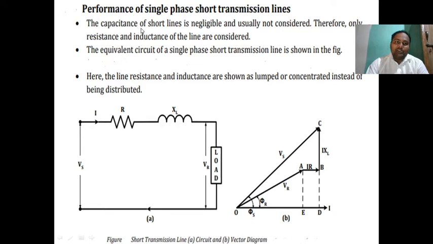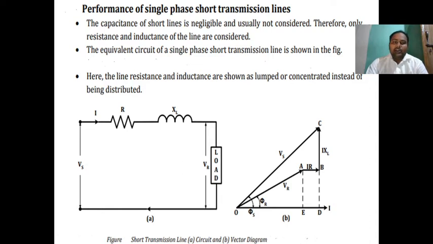The capacitance of short lines is negligible and usually not considered. Therefore, only the resistance and inductance of the lines are considered. The main point in a short transmission line is that there is no capacitance effect. Please observe the diagram carefully. There is no capacitance effect. They have only resistance and inductive reactance, where inductive reactance XL is nothing but 2 pi FL.